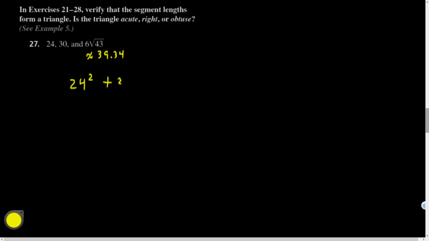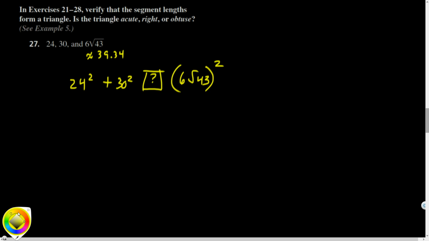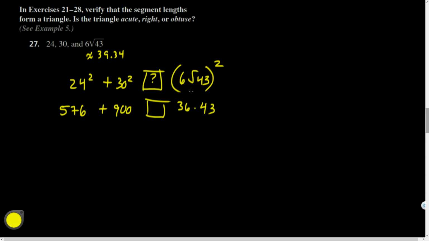24 squared plus 30 squared, blank. How does that relate to 6 root 43 all squared? Right, that's what I'm looking for. What goes in the Mario box? 24 squared, what's that, 496? No? 576. 30 squared, that sounds like 900. So how does that relate, Edie, to this? 6 squared is 36, multiplied by 43.